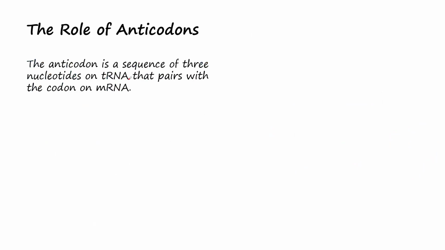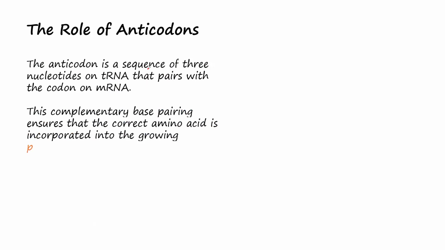So what is the role of anticodons? The anticodon is a sequence of 3 nucleotides on transfer RNA that pairs with the codon on mRNA. So remember, we have the anticodon loop, and this anticodon loop usually contains 3 nucleotides. And these 3 nucleotides are responsible for pairing with the codon on the messenger RNA, which leads to the deposition of the amino acid carried by that transfer RNA.